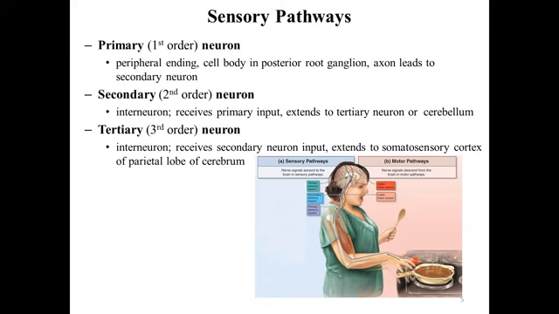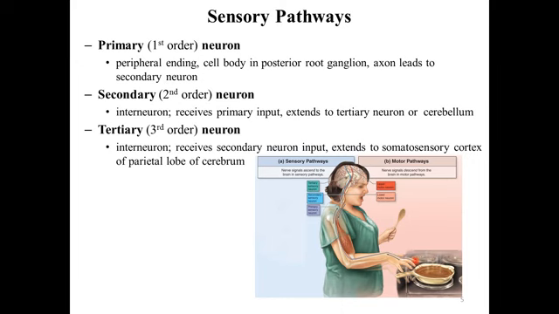The primary, or first-order neuron, is a sensory neuron. That is, its dendrites have peripheral endings. The cell body is located in the posterior root ganglion of a spinal nerve, and the axon synapses with a secondary neuron. The secondary and tertiary neurons are interneurons. Secondary neurons receive signals from primary neurons, and then the secondary neurons either synapse with tertiary neurons or they synapse in the cerebellum. That is, they connect to neurons in the cerebellum. Tertiary neurons receive input from secondary neurons and synapse in the cerebrum.